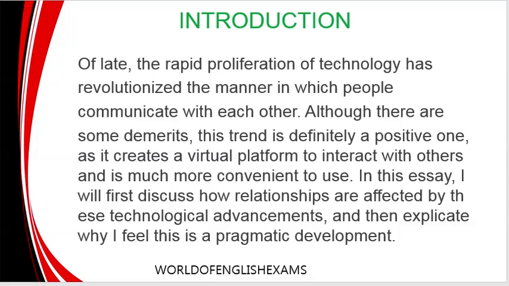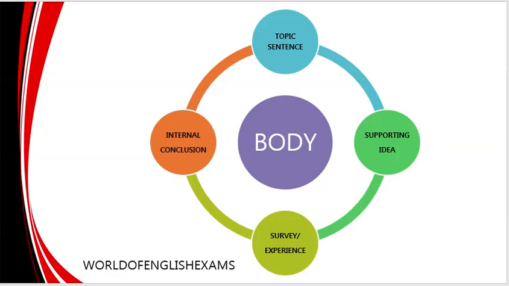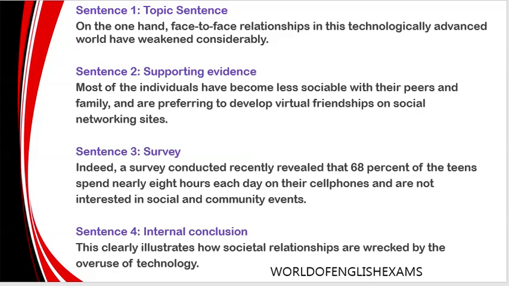So, yes, of course, I will argue that technology does affect societal relationships. But, of course, using technology to communicate has its own share of benefits. So, that's what I want to argue. So, let me see how to write that. I'll teach you this sentence by sentence. And now let's start writing the first body paragraph. And just to recapitulate the structure of the body contains 4 sentences: topic sentence, supporting idea, survey and internal conclusion. Now let's see how we write all of these sentences one by one. Yes, so I have divided the body paragraph into sentences, into individual sentences.